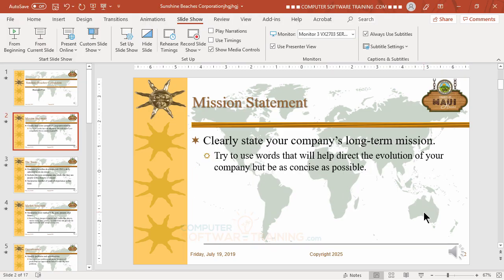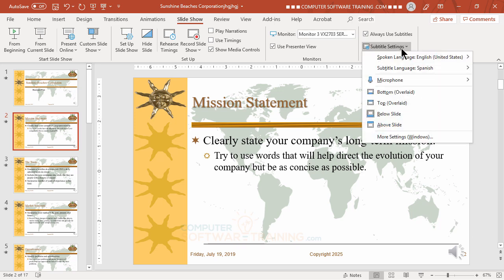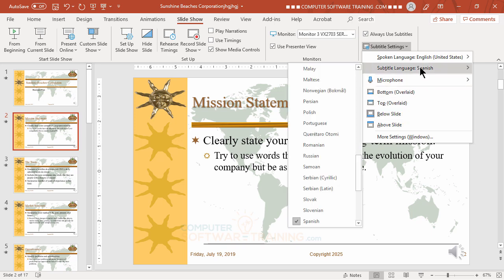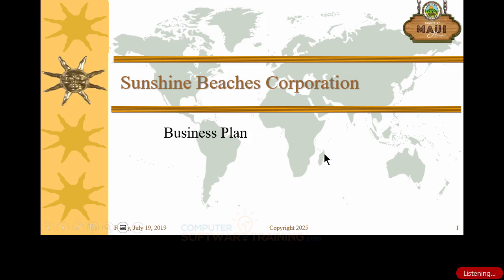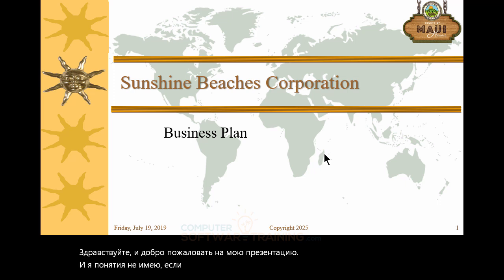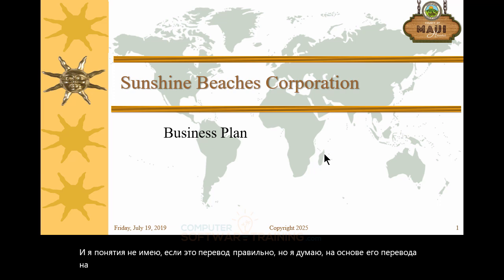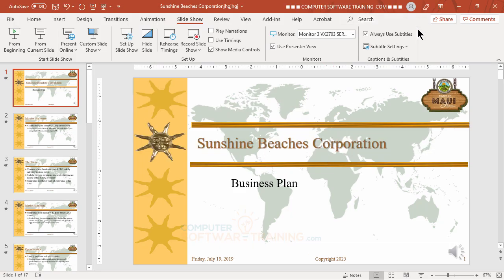I'll go ahead and hit the escape key again. Oh, and we'll try this again. So I'll go back and I'll change the setting now to being, let's say, Russian. How about that? Okay. Now I'll start from the beginning again. Hello and welcome to my presentation. And I have no idea if that's translating properly, but based on it translating into Spanish very well, I think the Russian is right in there as well. I hit the escape key again. Maybe go back there again.